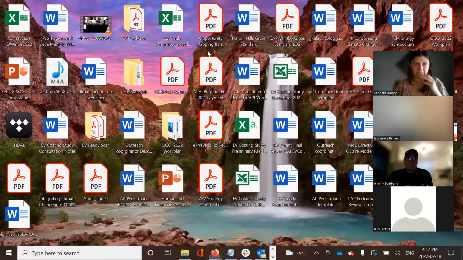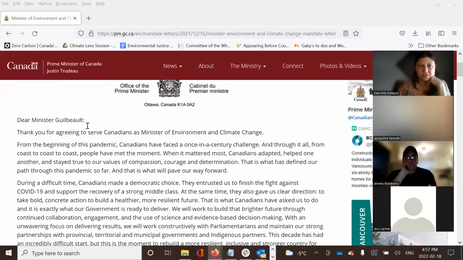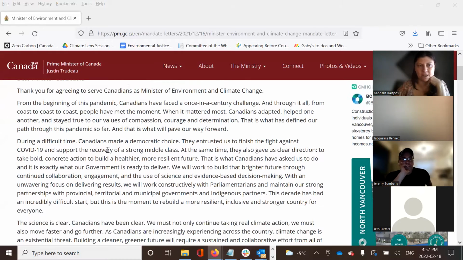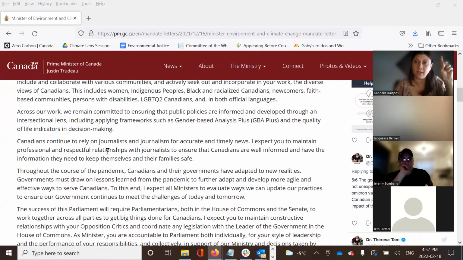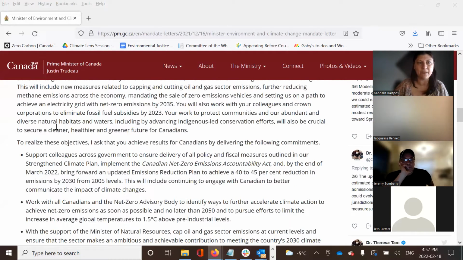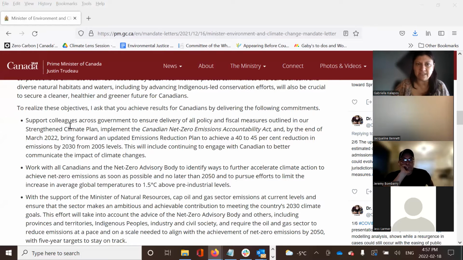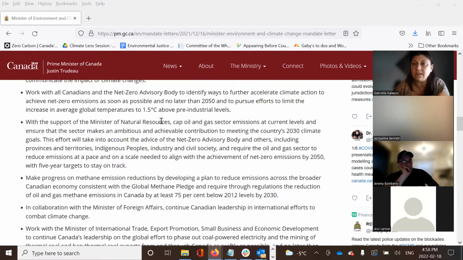As you can see here, this is Minister Guilbeault, the Minister of Environment and Climate Change. It gives the context, but really the most important part of all of this is these bullets, so you can see exactly what they're going to be judged on. Supporting colleagues across government on the Canada Net Zero Emissions Accountability Act and the GHG reduction targets, that's definitely the mandate of this minister, working with all Canadians and the Net Zero Advisory Board. Again, we're speaking to the GHG implications and the connection between the different ministries.